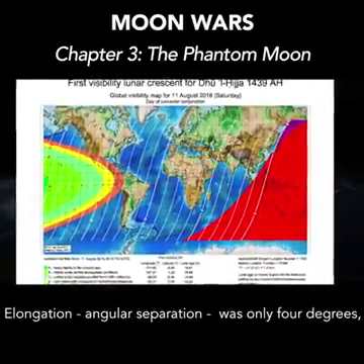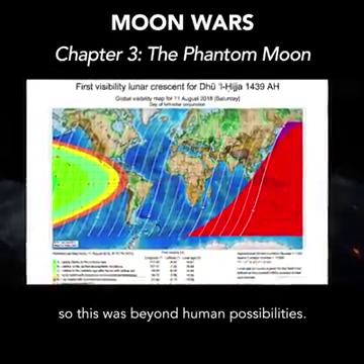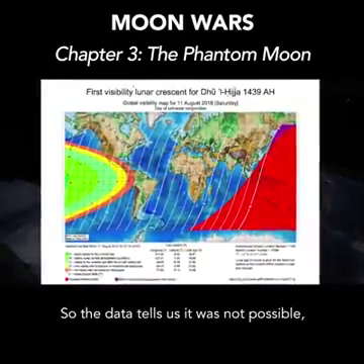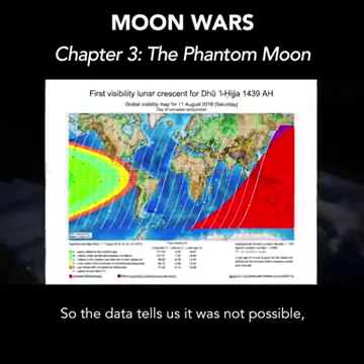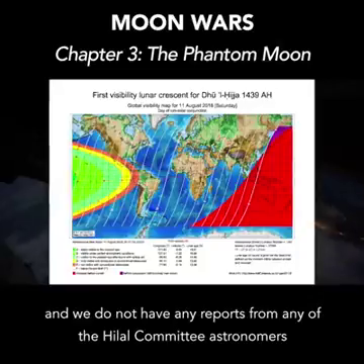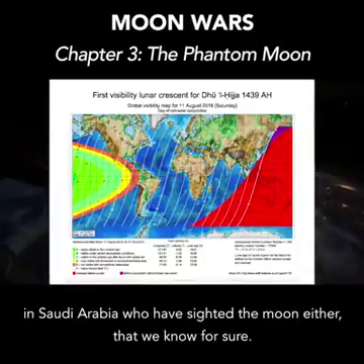Elongation, angular separation was only 4 degrees. So this was beyond human possibilities. So the data tells us it was not possible, and we do not have any reports from any of the Hilal Committee astronomers in Saudi Arabia to have sighted the moon either, that we know for sure.